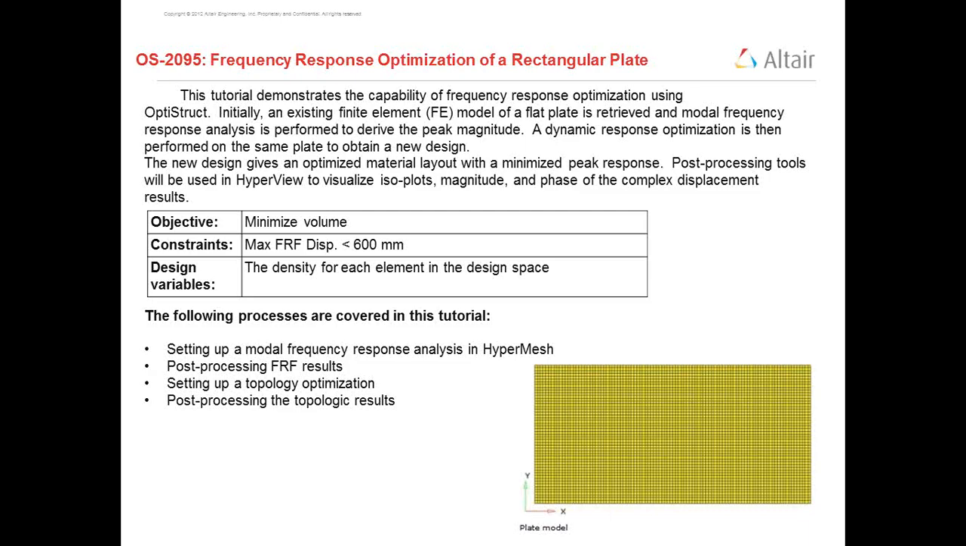My objective of the optimization is to minimize the volume. My constraint is the maximum FRF displacement should be greater than 600 mm. My design variables are the density of each element in the design space. The process which we are going to cover in this tutorial are setting up a modal frequency response analysis in HyperMesh, post-process FRF results, set up topology optimization and post-process the topology results.